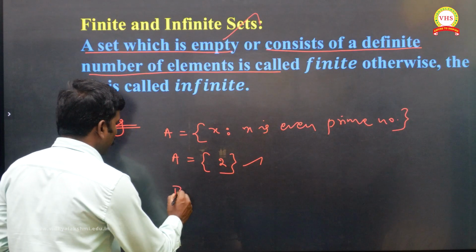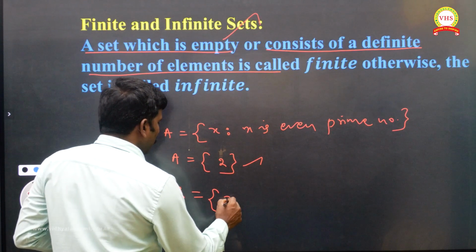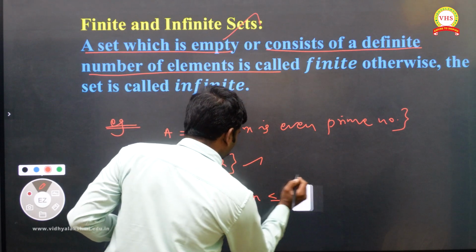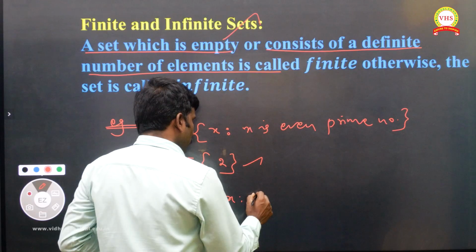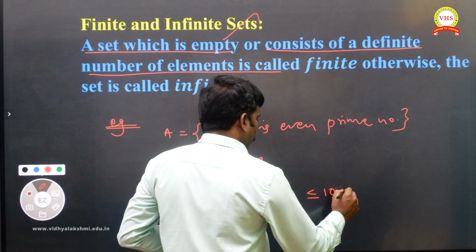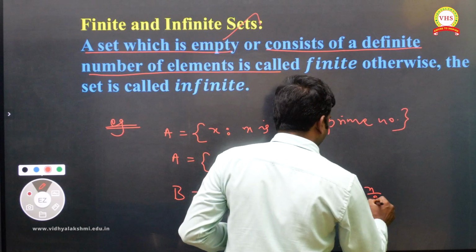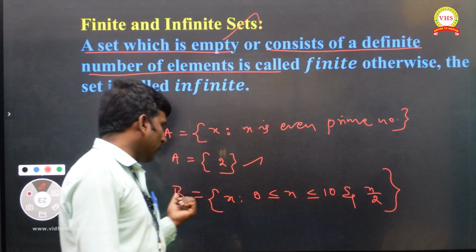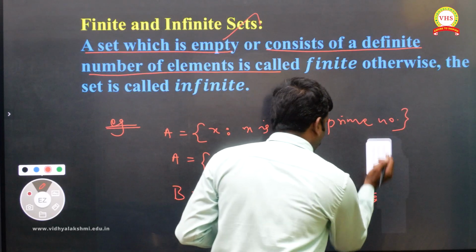A few more examples I will give. B is equal to, x such that 0 less than or equal to x less than or equal to 10 and x divisible by 2, like that. Two conditions should be satisfied, or else one condition also we can take.